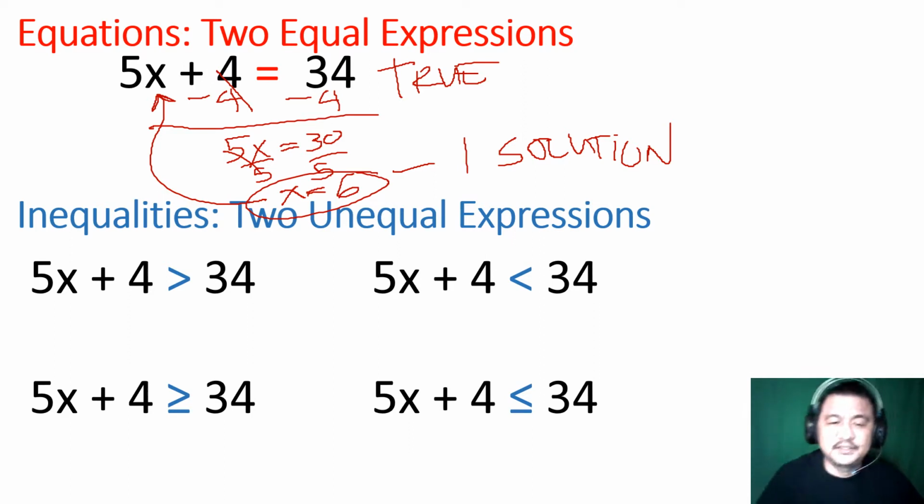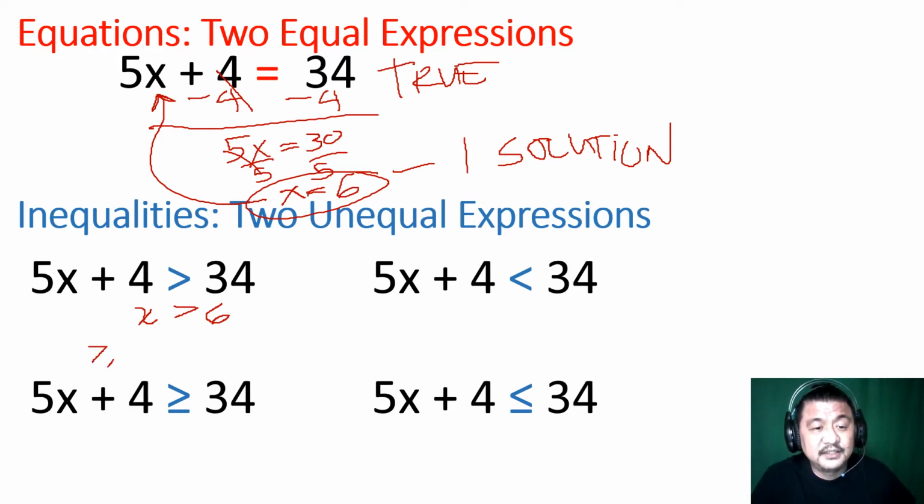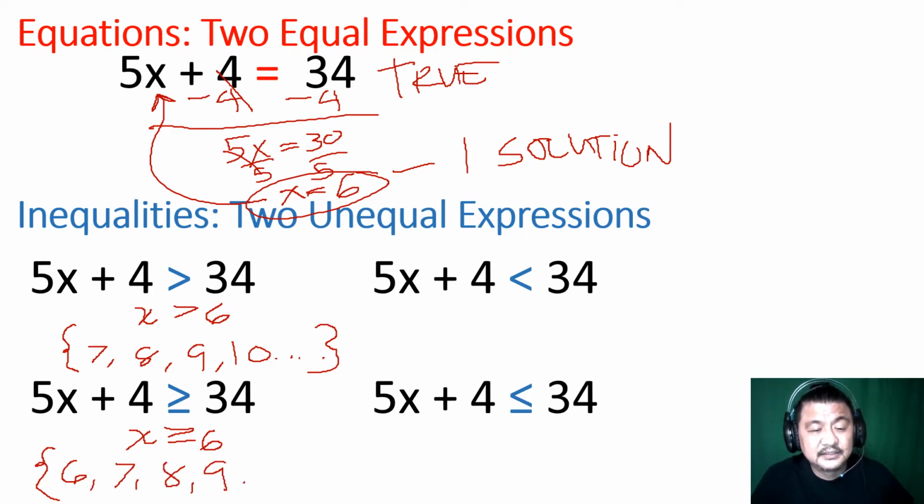Only 6. But guess what? In inequalities, there is more than one solution. Because at the end, your x would be greater than 6. What are the numbers greater than 6? It could be 7, 8, 9, 10, dot, dot, dot. There could be a lot. So these are the solutions. At the end, your answer here, x would be greater than or equal to 6. Greater than or equal includes 6, 7, 8, 9, dot, dot, dot, continuously till the end, right?